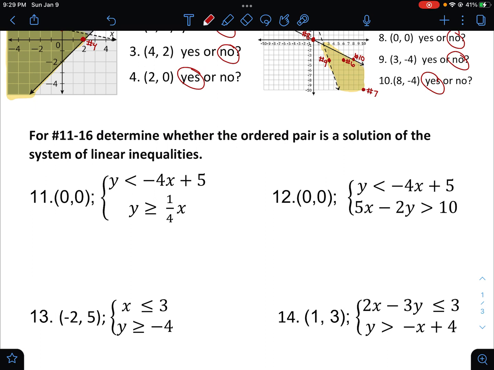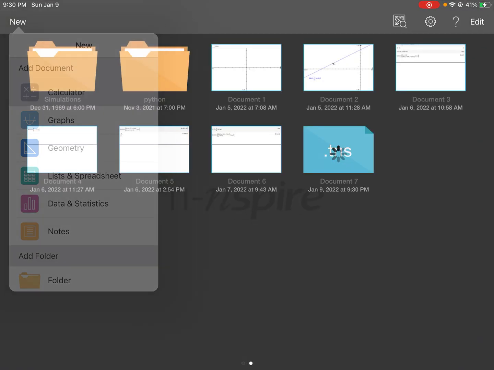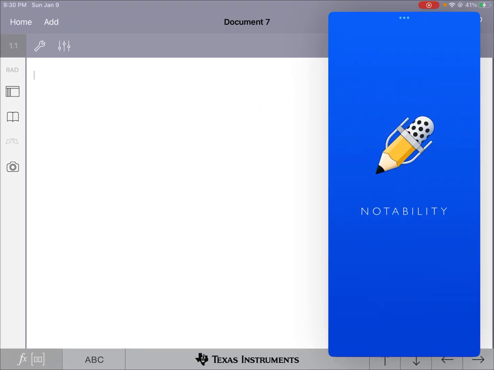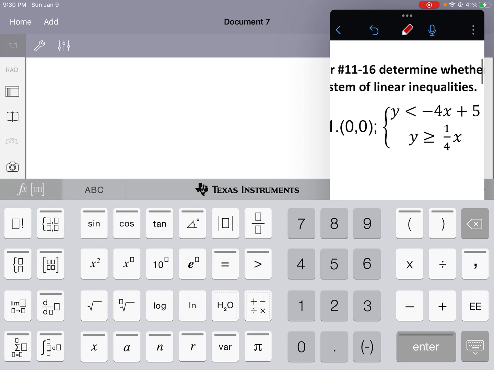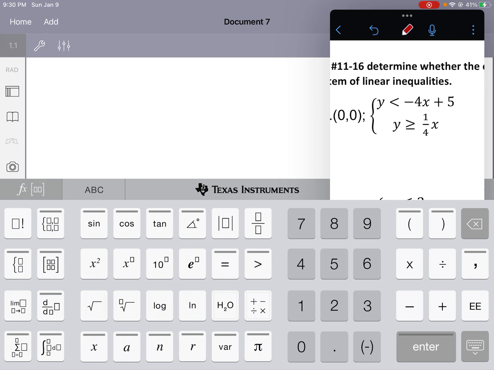So I'm going to go ahead and switch over to my calculator real quick. I'm going to go to a new calculator screen, and I'm going to lay my notes on top so we can see them. Okay, so here we go. We want to know if 0, 0 is a solution to this system. First we need to plug 0, 0 into the top equation. That would give me 0 is less than -4 times 0 plus 5.